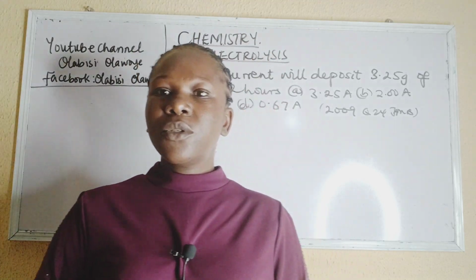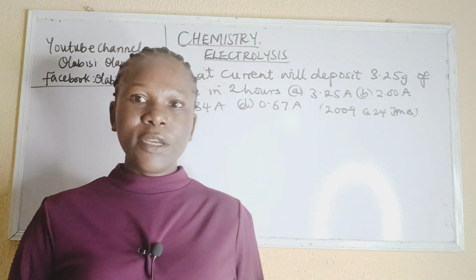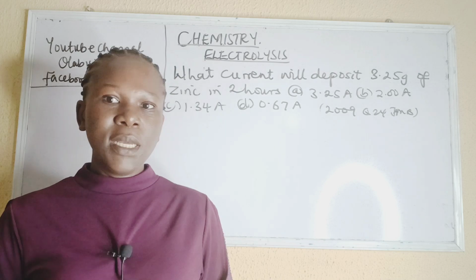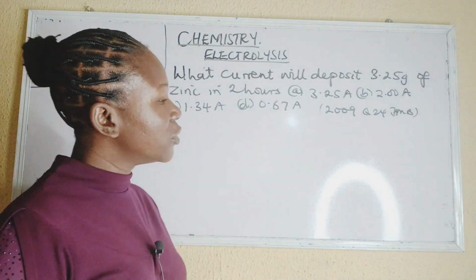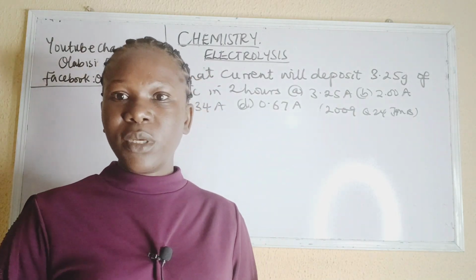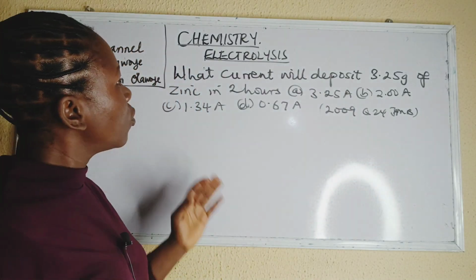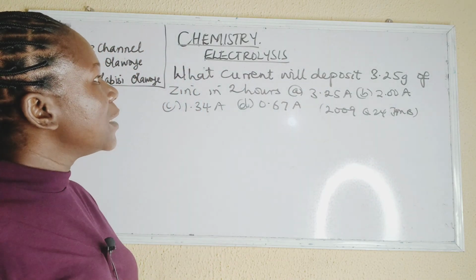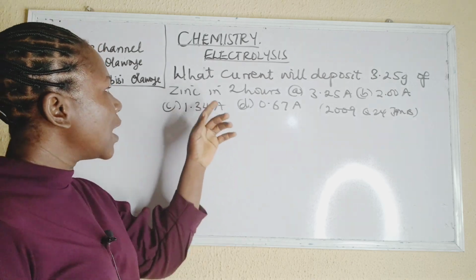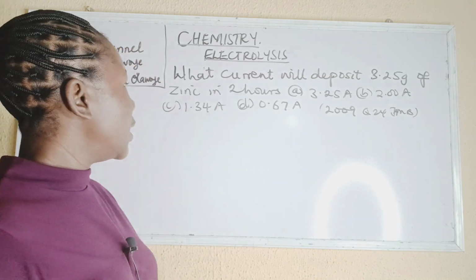If you are given questions on calculation in electrolysis, how do you attempt it? Now, you need to understand some principles behind the reactions of electrolysis, and I've made a video on that. You can always check that. But for this question, we have to calculate the current that will deposit 3.25 grams of zinc in 2 hours.